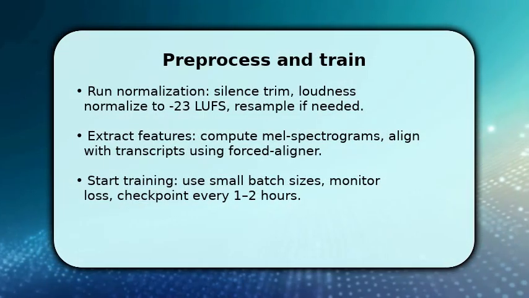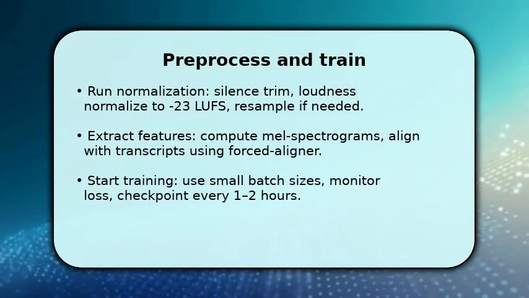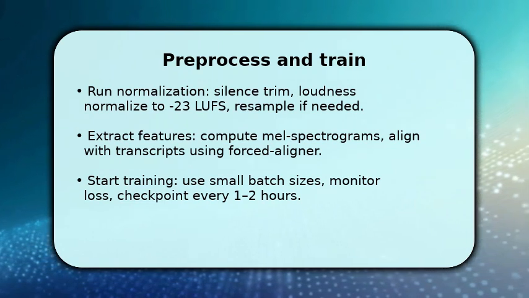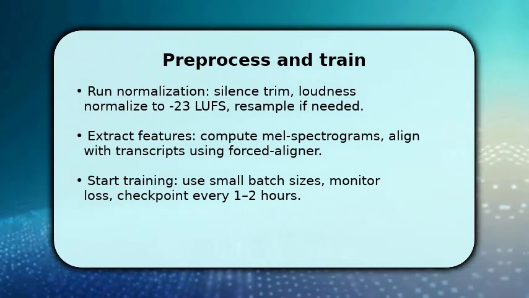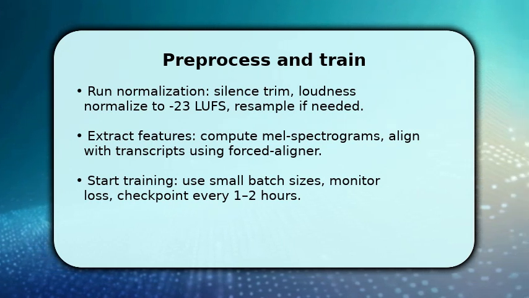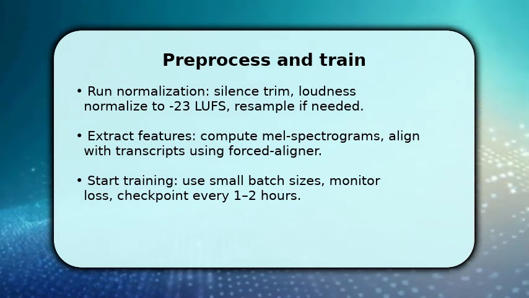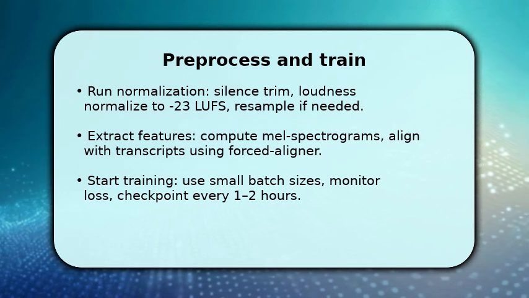You now convert raw audio into model-ready features. First, trim silence and normalize loudness to a stable target, then resample to your chosen rate. Next, extract MEL spectrograms and create alignments with a forced aligner so the model maps text to sound.